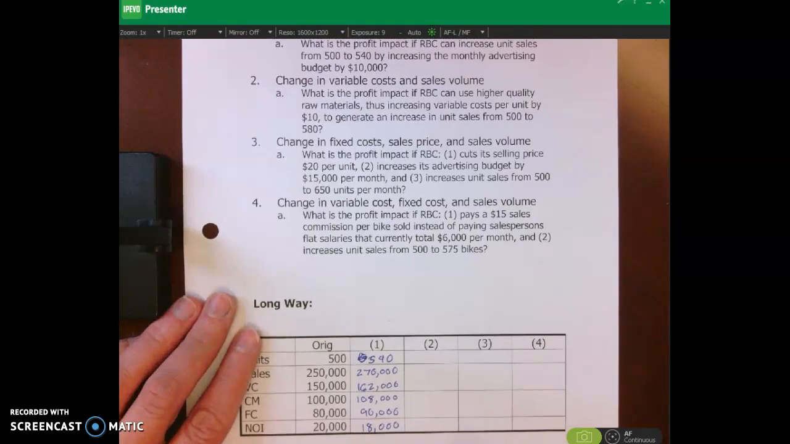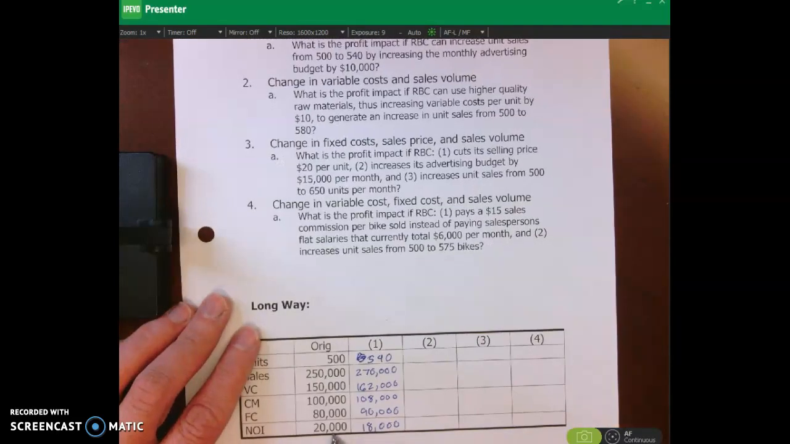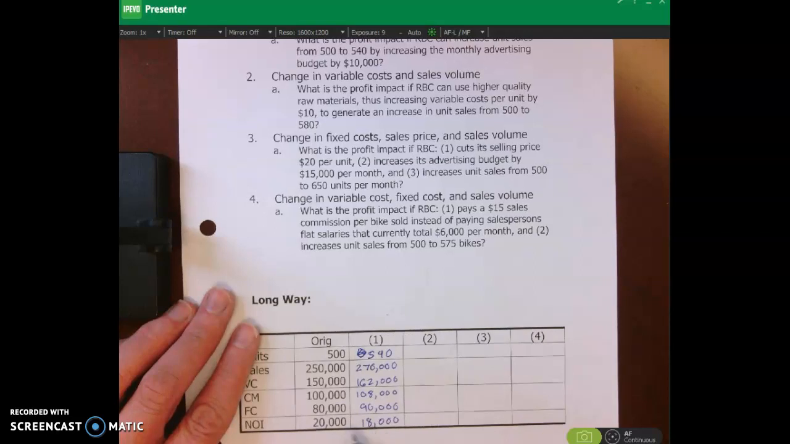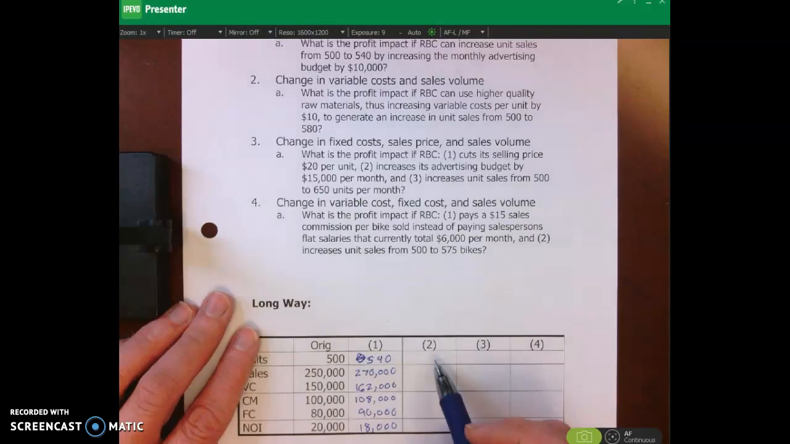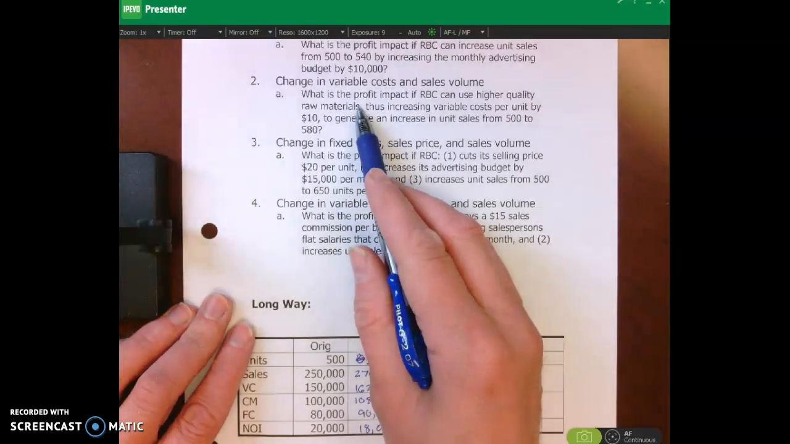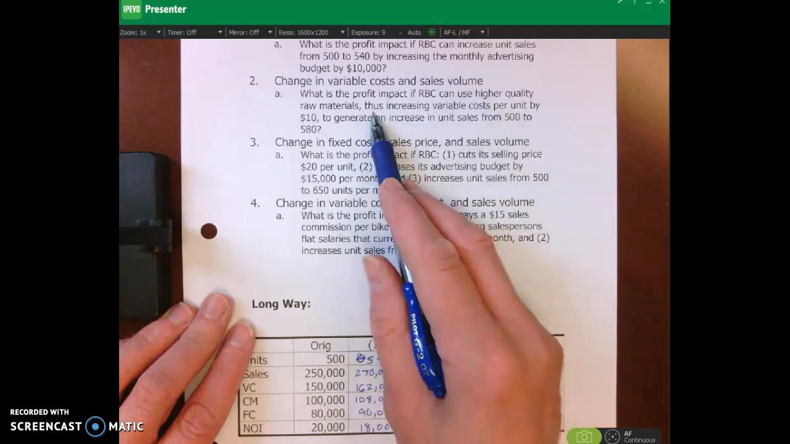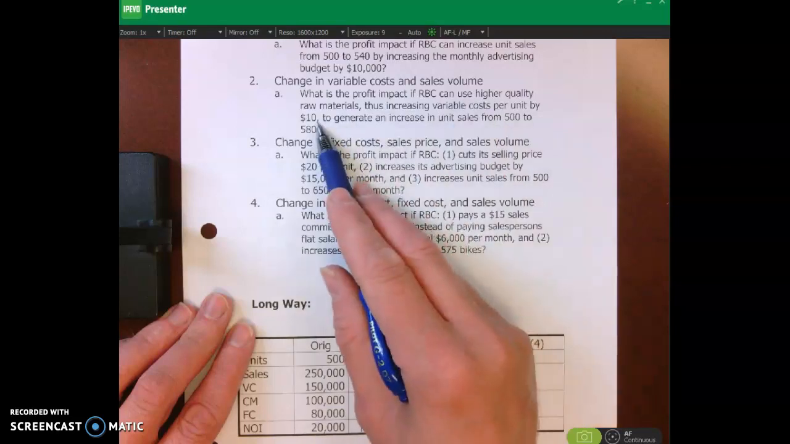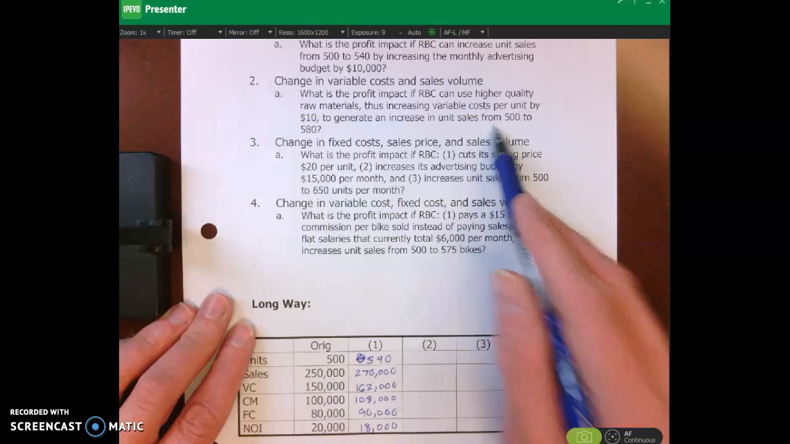Now, this is the net operating income. What is the impact? Well, this is the baseline scenario, 20,000. Now it's 18. It decreased by $2,000. Okay. So let's look at number 2. What's the profit impact if RBC can use higher quality raw materials, thereby increasing variable cost per unit by 10, but then that also increases unit sales from 500 to 580.